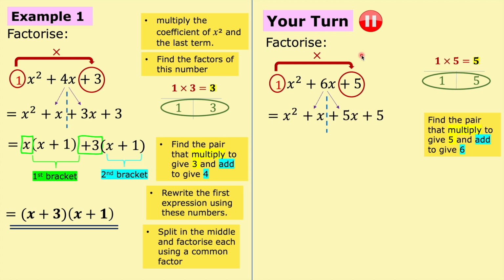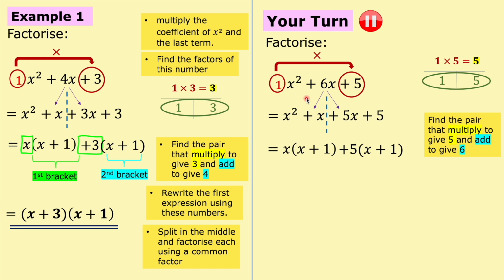So we're going to rewrite our expression, splitting up the 6x using these factor pairs. So x squared stays the same. 6x, so we're going to split it up into 1x and 5x, and then our plus 5 stays the same. We're then going to factorise this first half of the expression by finding our common factor of x, so you should have x bracket x plus 1, then factorise that second bracket by taking out a common factor of 5, 5 bracket x plus 1.